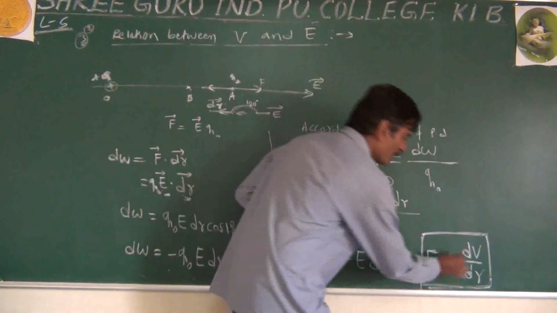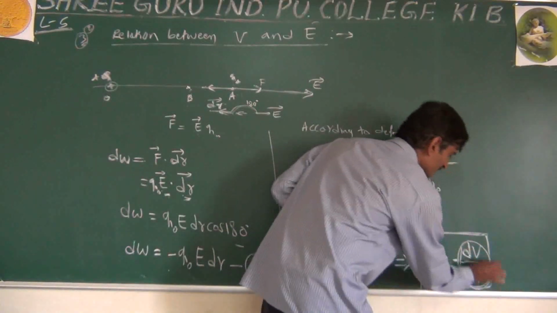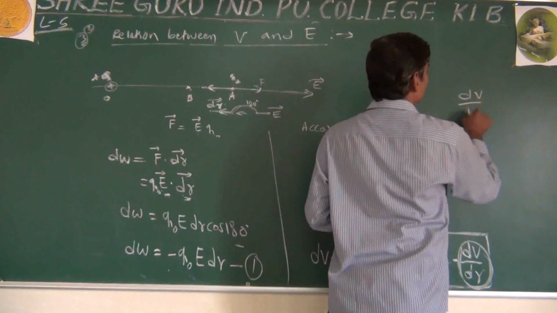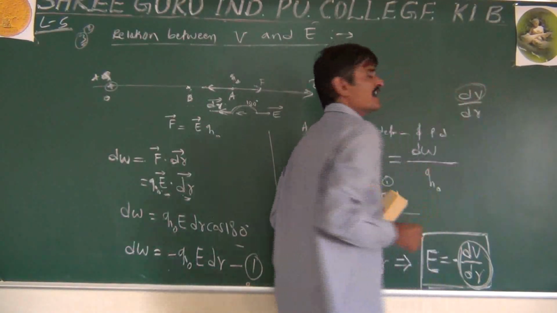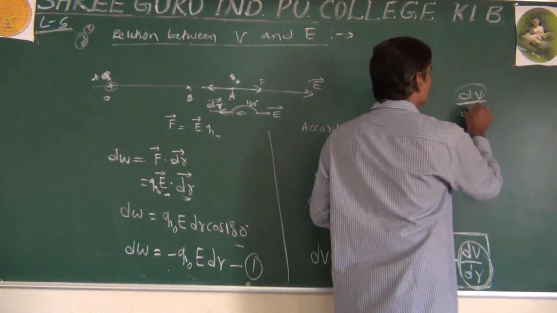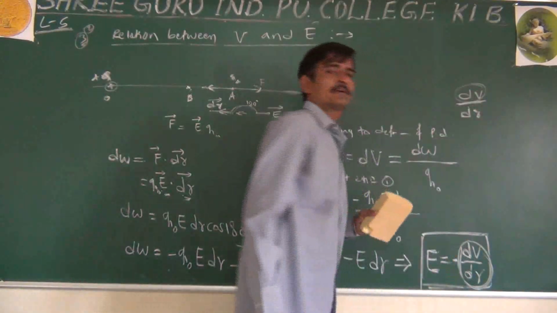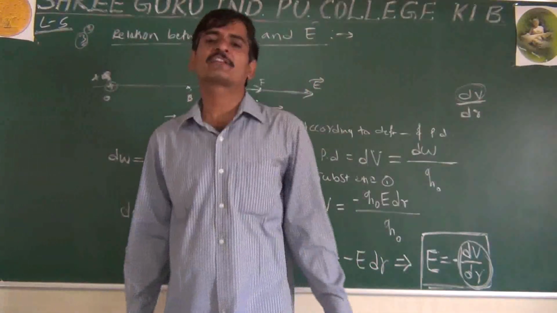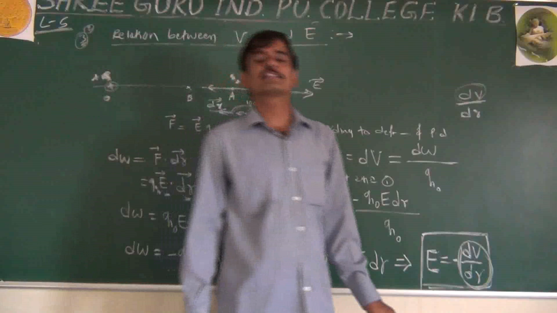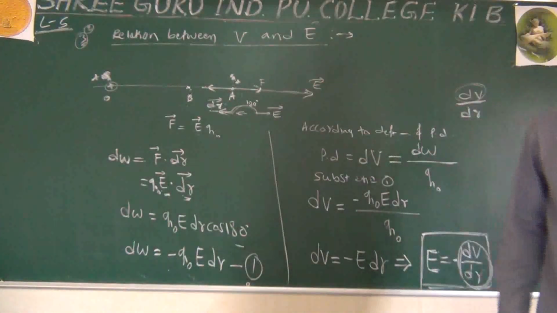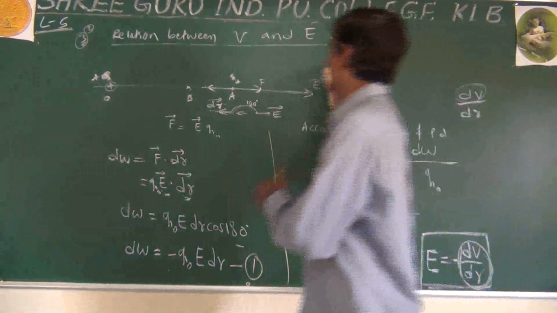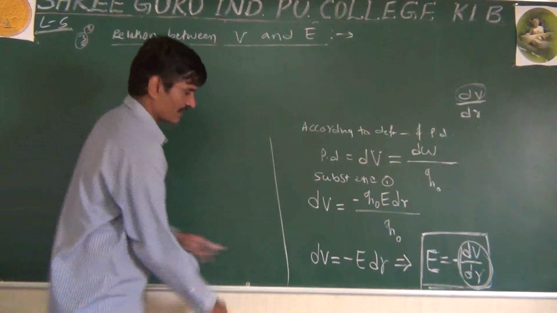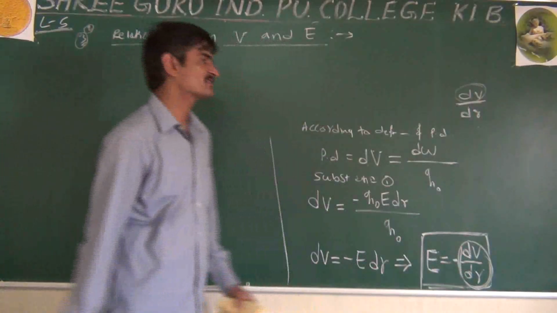Okay. So now here we got a new concept. From this formula we observe this term, which so far we did not come across: dV divided by dr. dV is nothing but the change in potential, and dr is the displacement. Change in potential per unit displacement is called the potential gradient. dV by dr is called the potential gradient. Remember that.